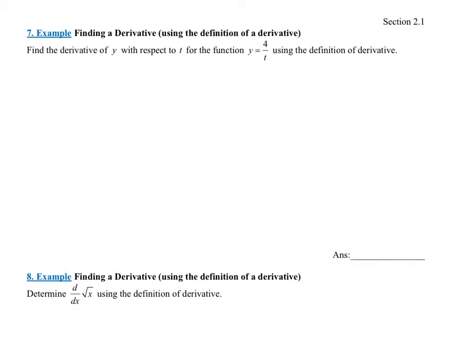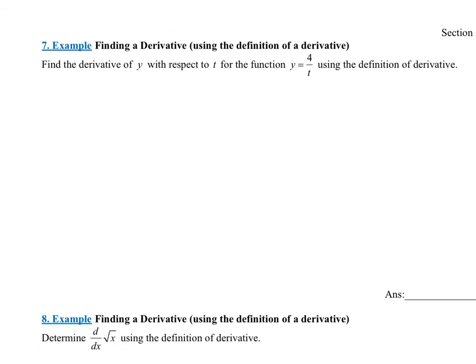So the first one says, find the derivative of y with respect to t, so we're no longer using x's, and that's fine, for the function y equals 4 over t using the definition of derivative. Okay. So what's the definition of derivative? Well, now instead of finding f prime of x, we're actually finding f prime of t. T's our variable. So it'd be the limit as h approaches 0 of f of t plus h minus f of t all over h. That's the definition of a derivative right there.